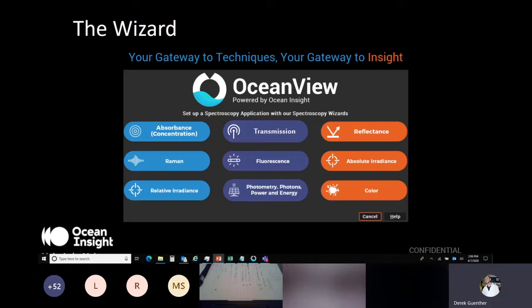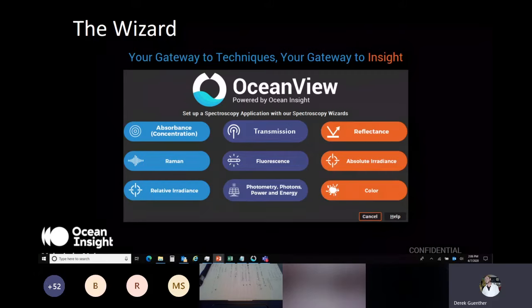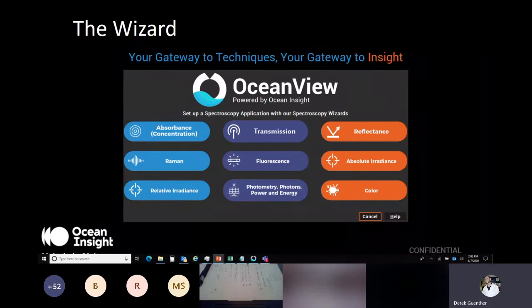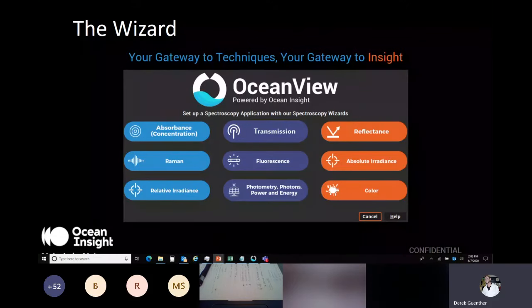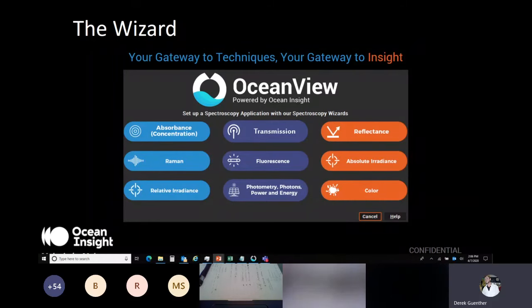And the hardware is exactly that. It's the modular hardware that everyone knows and loves for the last 25 years from the Ocean brand. The techniques are exactly what you see here, which are the 9 things that OceanView presents to you. So you can use all these different spectral techniques, whether it be Raman or absolute irradiance. And then the insight is what we're bringing to you with this webinar, which is our years of expertise and that ability to apply the techniques in a very significant way.